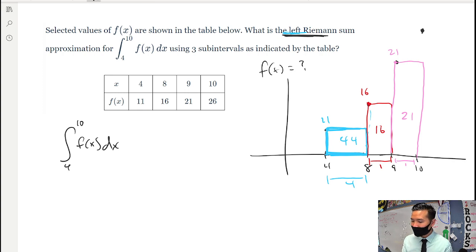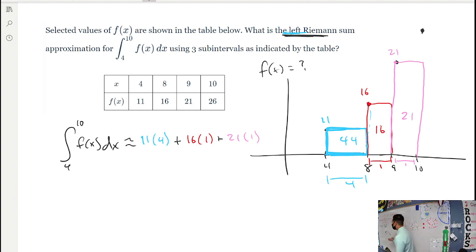So that's pretty much it, right? If you wanted to show this work, it's technically 11 times 4 plus 16 times 1 plus, what's the last one there? 21 times 1. So it's exactly like what we've been doing, except we don't have to add 2 things or divide by 2. Why am I not dividing by 2? Because it's not a trapezoid, it's just a rectangle. So it's just base times height.